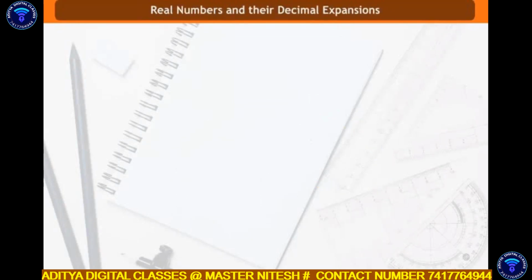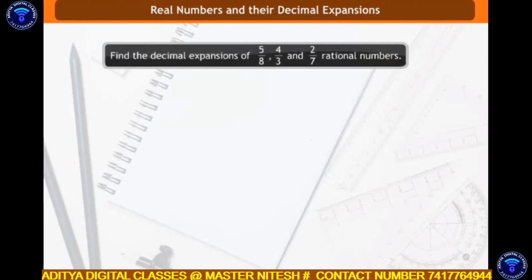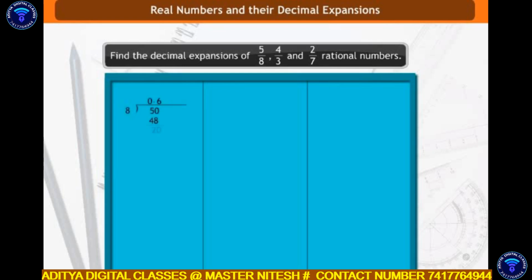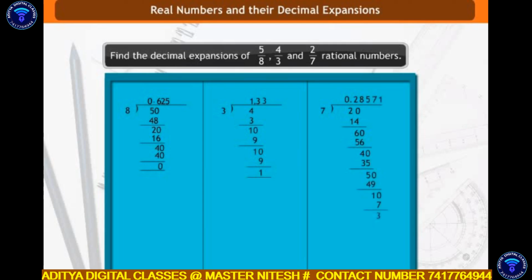Real numbers and their decimal expansions. Let us start with a few examples of rational numbers. Find the decimal expansions of 5 by 8, 4 by 3 and 2 by 7. We use the long division method here, as we can see that in one case the remainder is 0 and in the other two cases it is not. Therefore we can now have two separate cases.